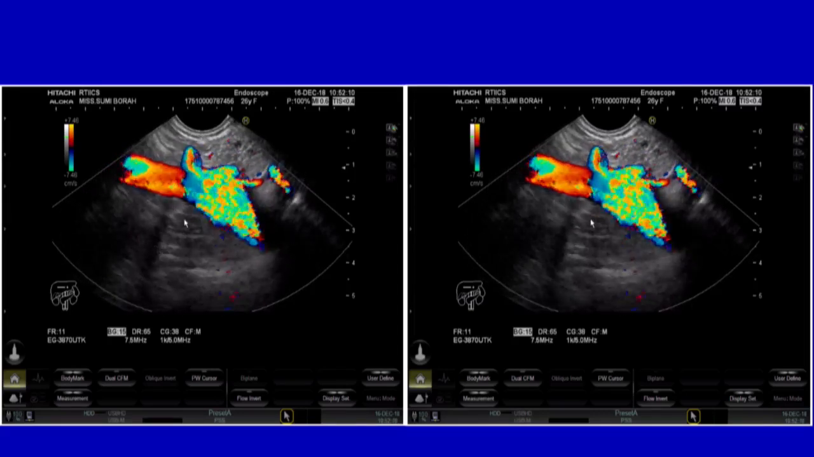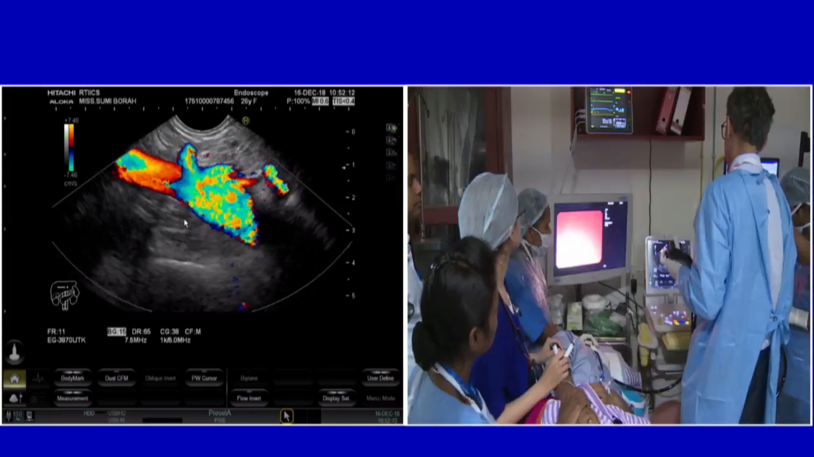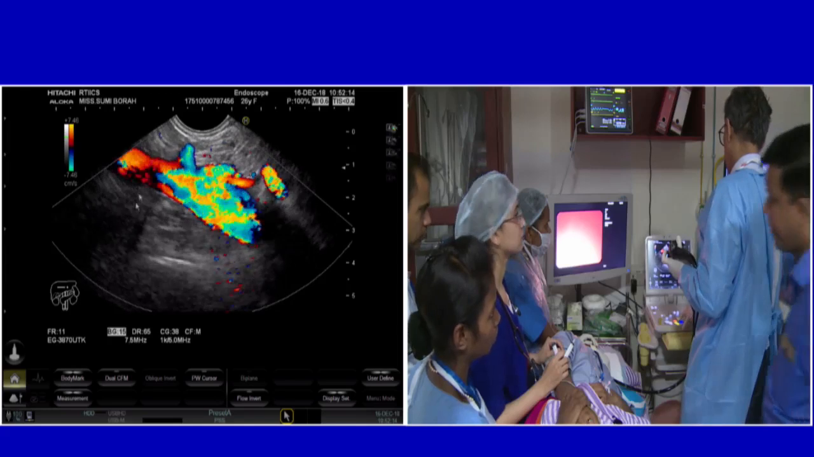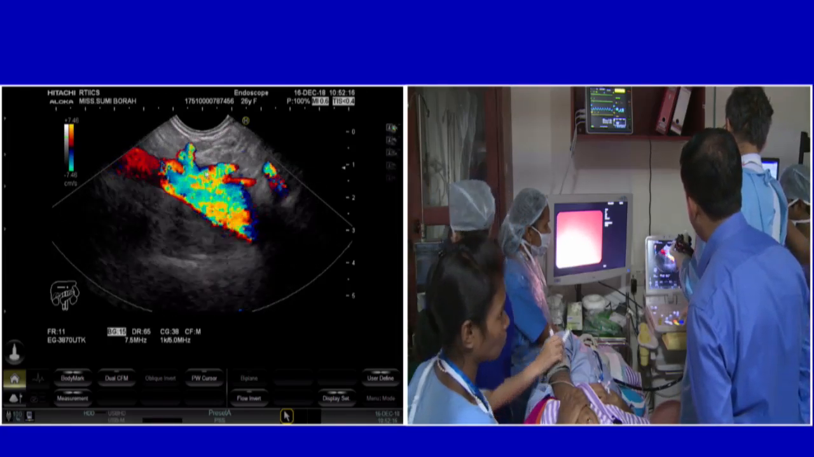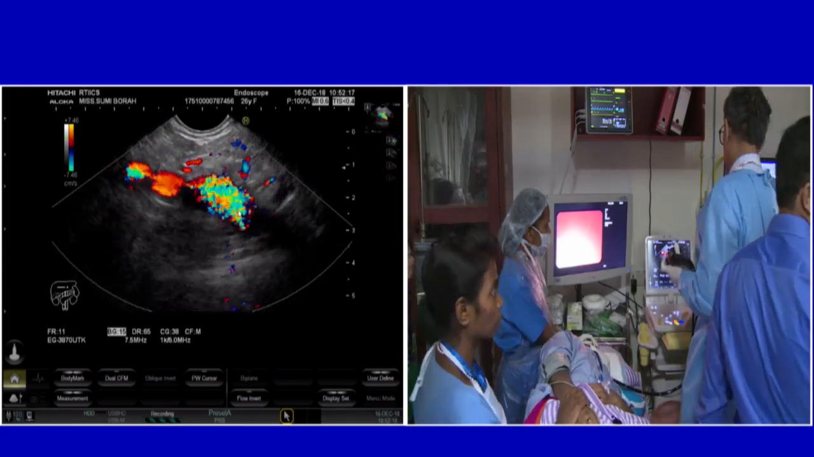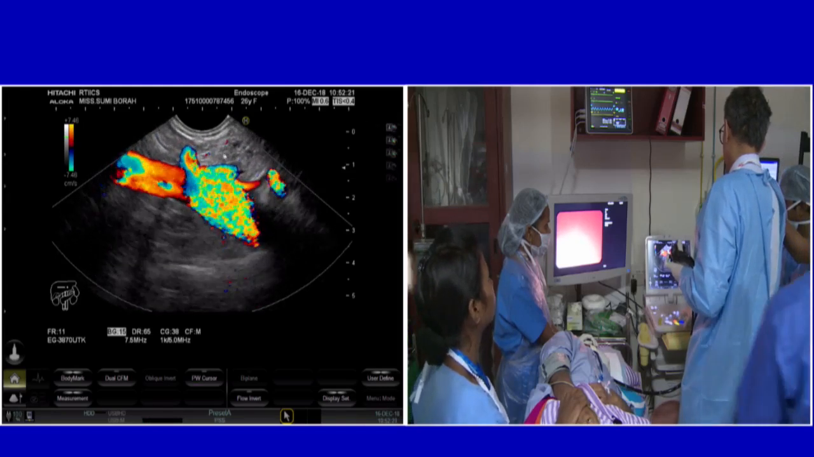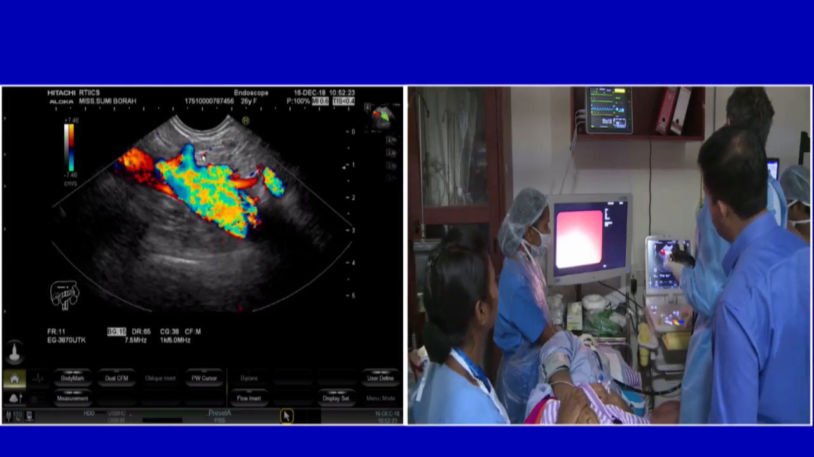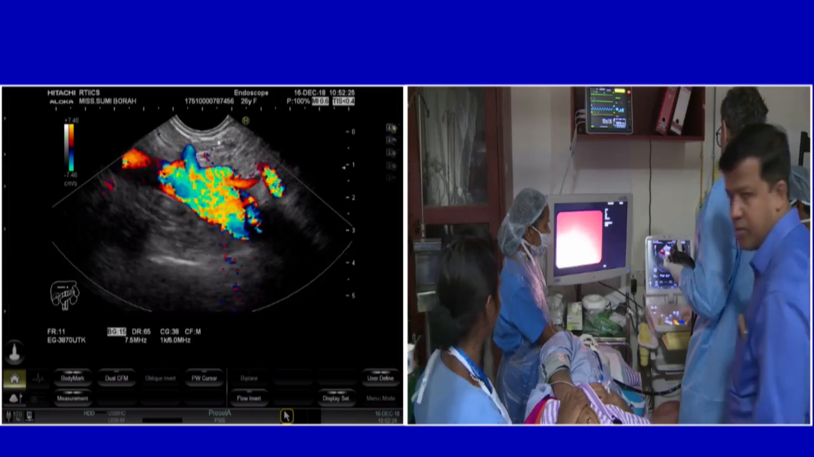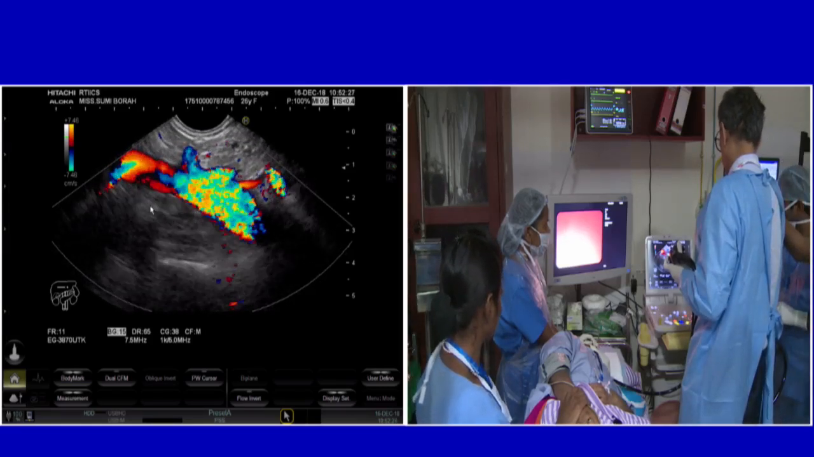Yes, sir. Okay. So what we are seeing now is the portal vein. And this is the superior mesenteric vein. This is the splenic vein. And this is the portal vein. And this portal vein is dividing the pancreas into 2 parts. One is the body part, which is above, and one is the head part, which is below this.